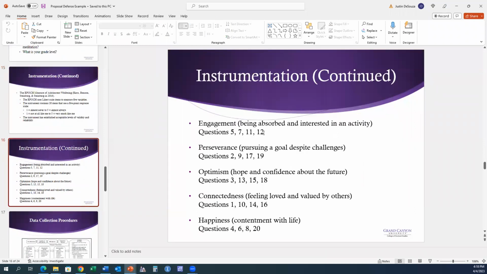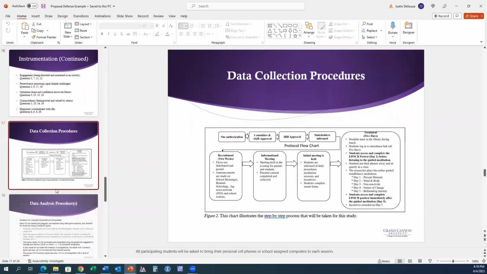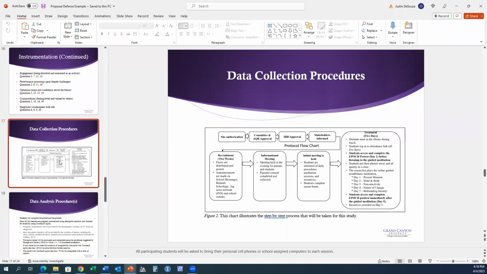And then on this slide, it breaks out the instrument into subscales. So these 4 items measure engagement. These 4 items measure perseverance. So if you have subscales on your survey instrument, that could be useful to report. Then we have data collection procedures. I think this is a little extensive. I probably wouldn't put such a big chart with a ton of text. I would probably do bullet points for something like this. It's easier to read and have more talking points.